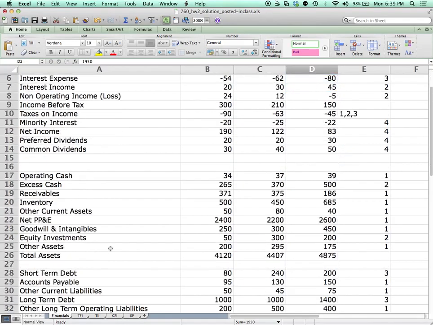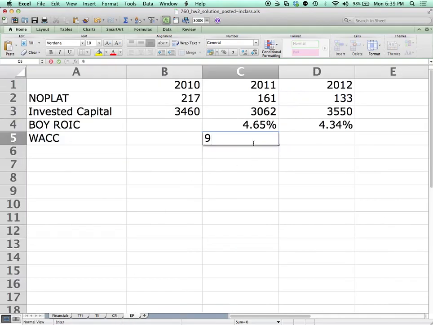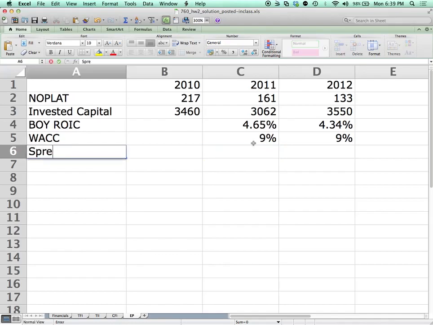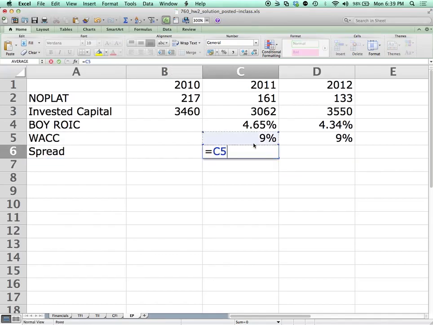Well, in our model, I gave you a WACC. In the homework assignment, it was 9%. I will vary this WACC on your midterm. Right? I will vary the tax rate on the midterm. Don't really destroy your entire grade for the semester because you don't pay attention to the assumptions that change as the exam changes. Okay? So that gets me a spread. The spread is the beginning of year ROIC minus the WACC.